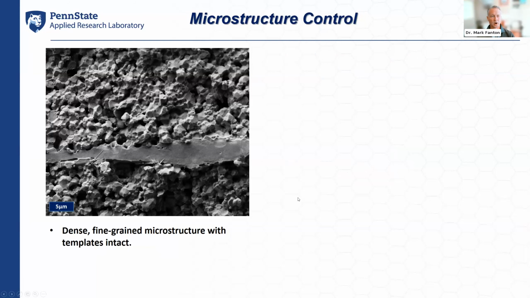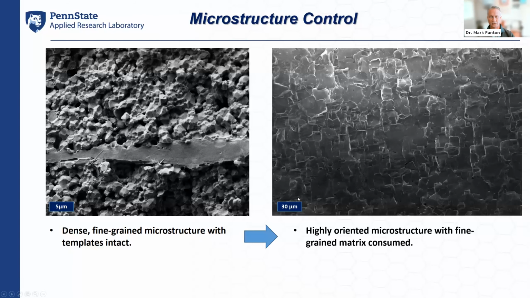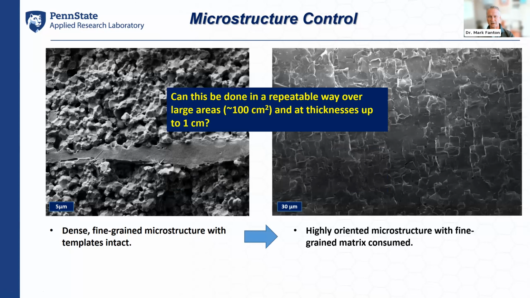And what we really want to know is, can we get from the image on the left to the image on the right in a very repeatable manner? And can it be done over large areas and at thicknesses up to, say, a centimeter? The idea being here that this isn't just a laboratory curiosity. We want to understand, what does it take to be able to process this material on an industrial scale, and can you do it in a way that's repeatable and economically viable?